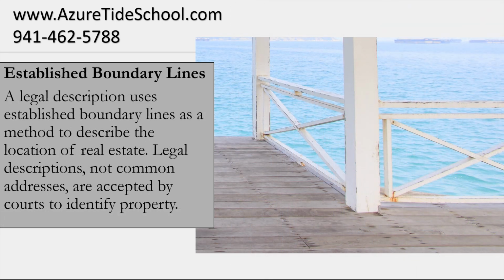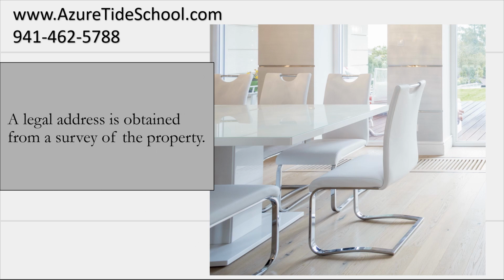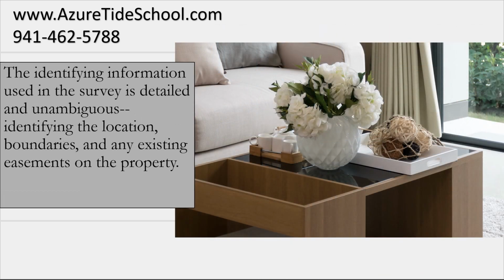Established boundary lines. A legal description uses established boundary lines as a method to describe the location of real estate. Legal descriptions, not common addresses, are accepted by courts to identify property. A legal address is obtained from a survey of the property. The identifying information used in the survey is detailed and unambiguous, identifying the location, boundaries, and any existing easements on the property.